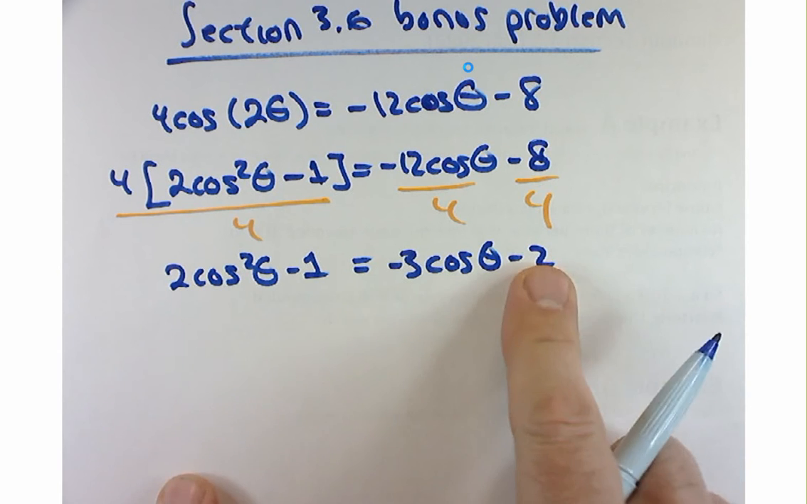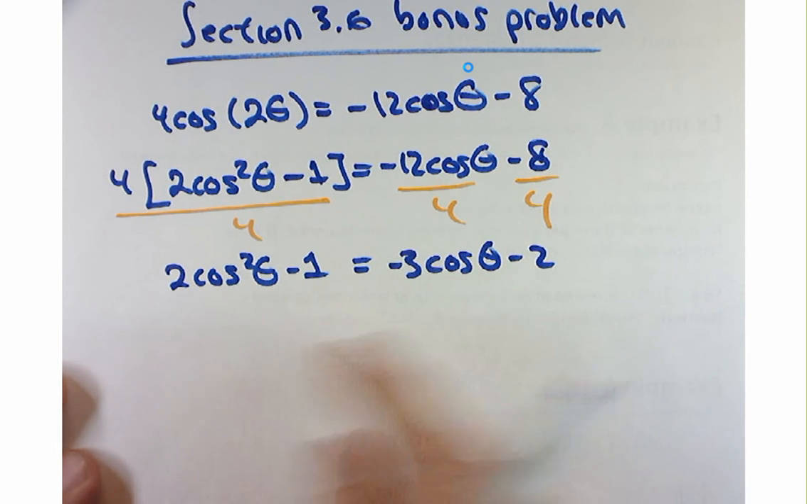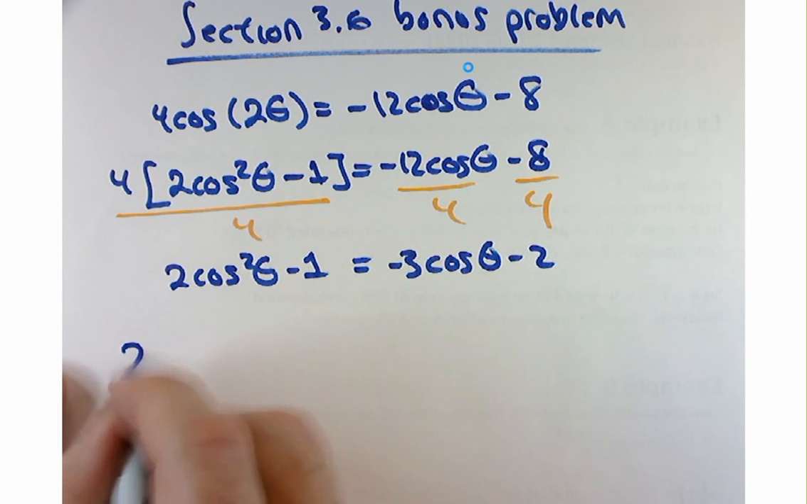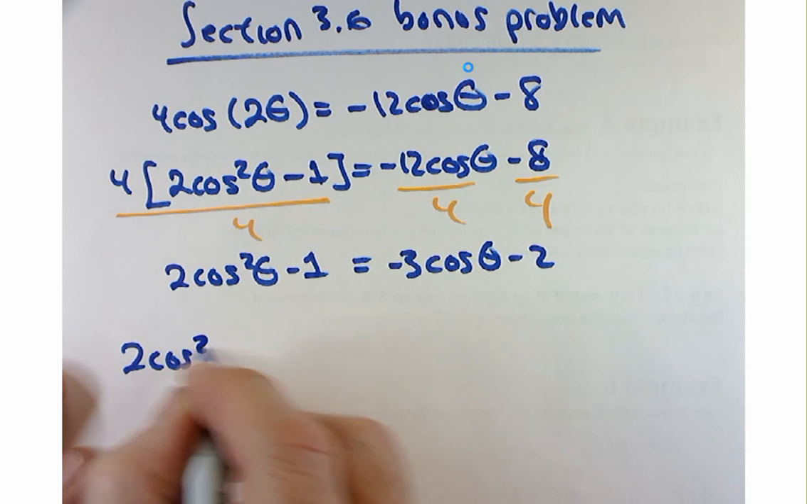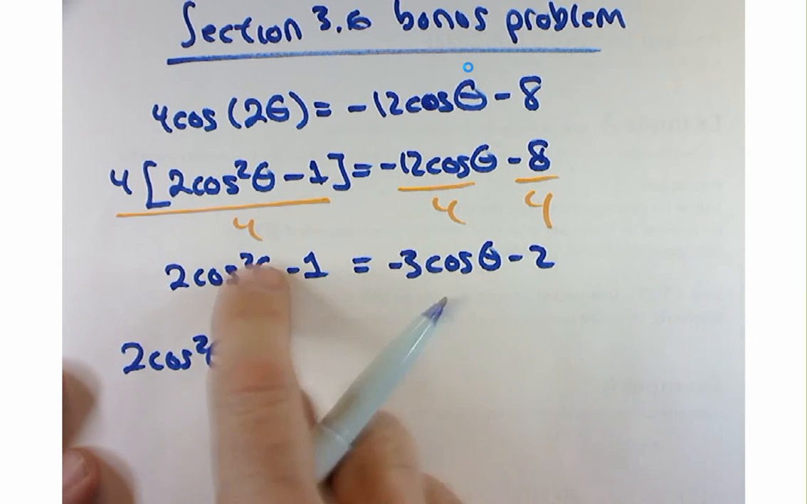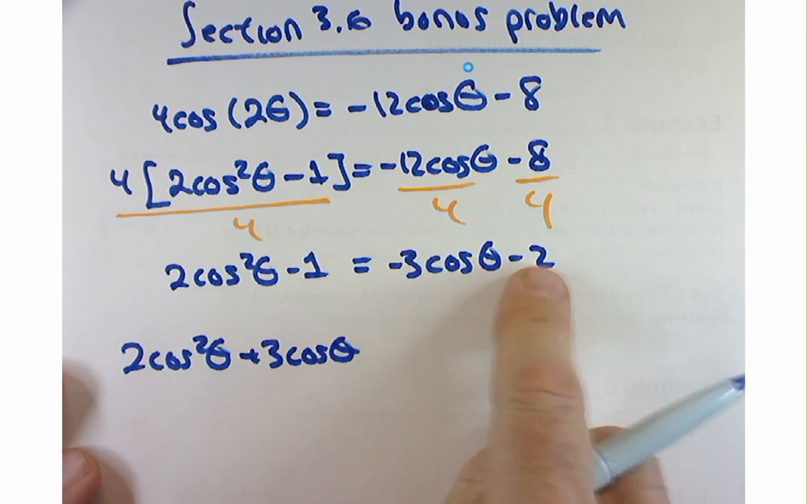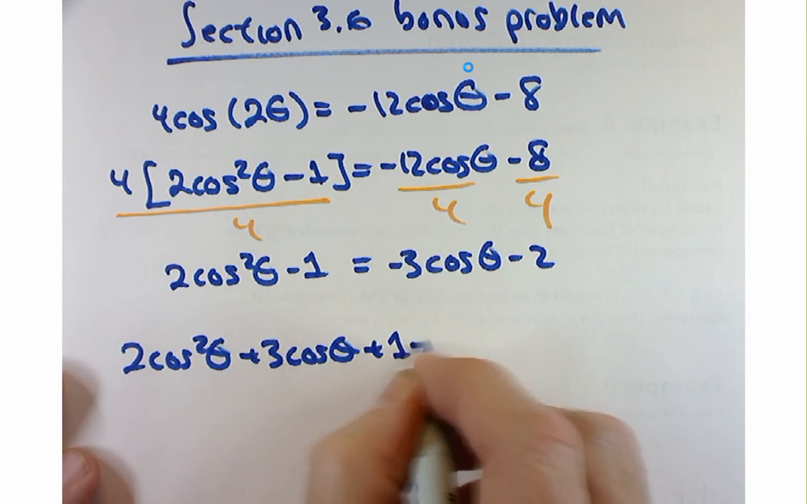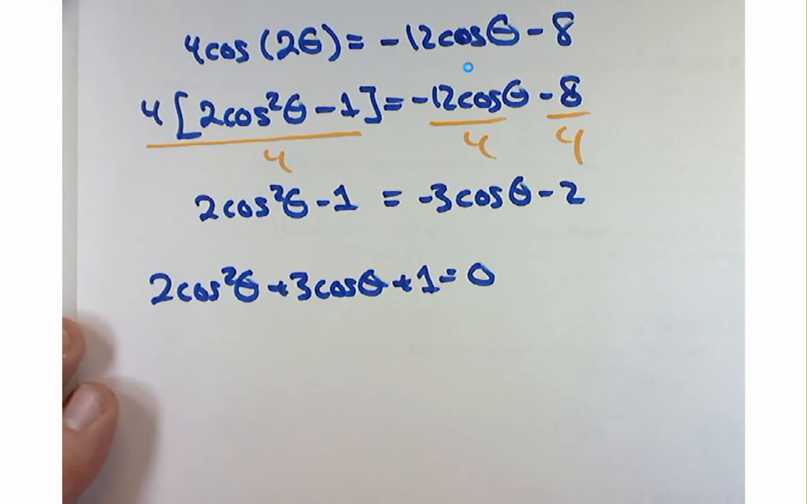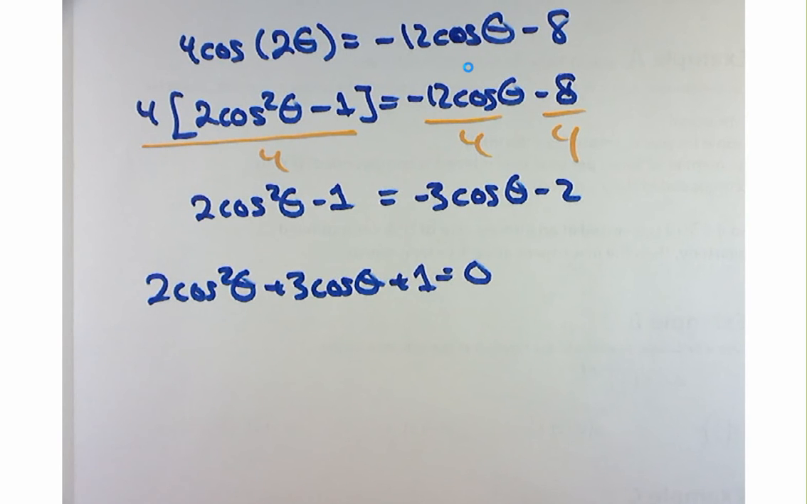Let's push everything over to the left-hand side. So that's going to be 2 cosine squared of theta. When this comes over, it's going to be a positive 3 cosine of theta. Negative 1 plus 2 is 1. Equals 0. That's what I wanted. Basically, this is a quadratic equation in cosine of theta.